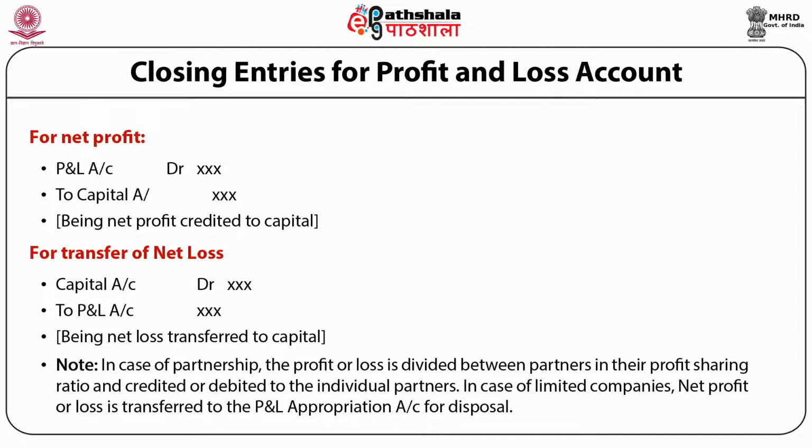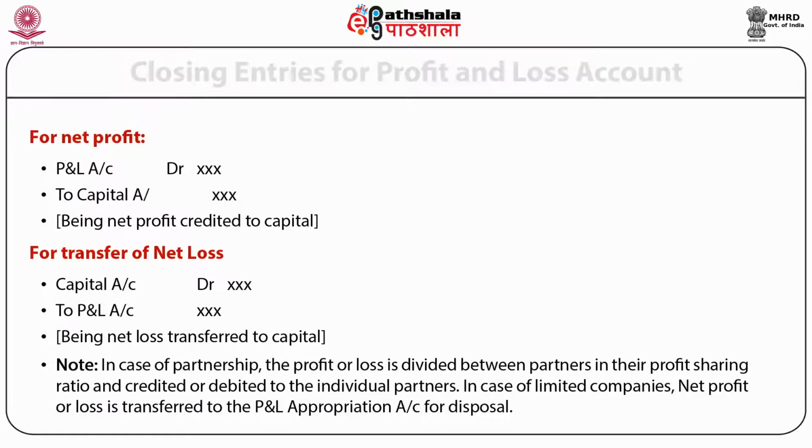It means in case of sole trade, the profit will be transferred to capital account. But in case of partnership, we have to divide this profit before transferring it to the capital accounts of the partners. And in case of companies, this will not be added in capital account. We have to transfer this amount to the profit and loss appropriation account for the purpose of disposal.